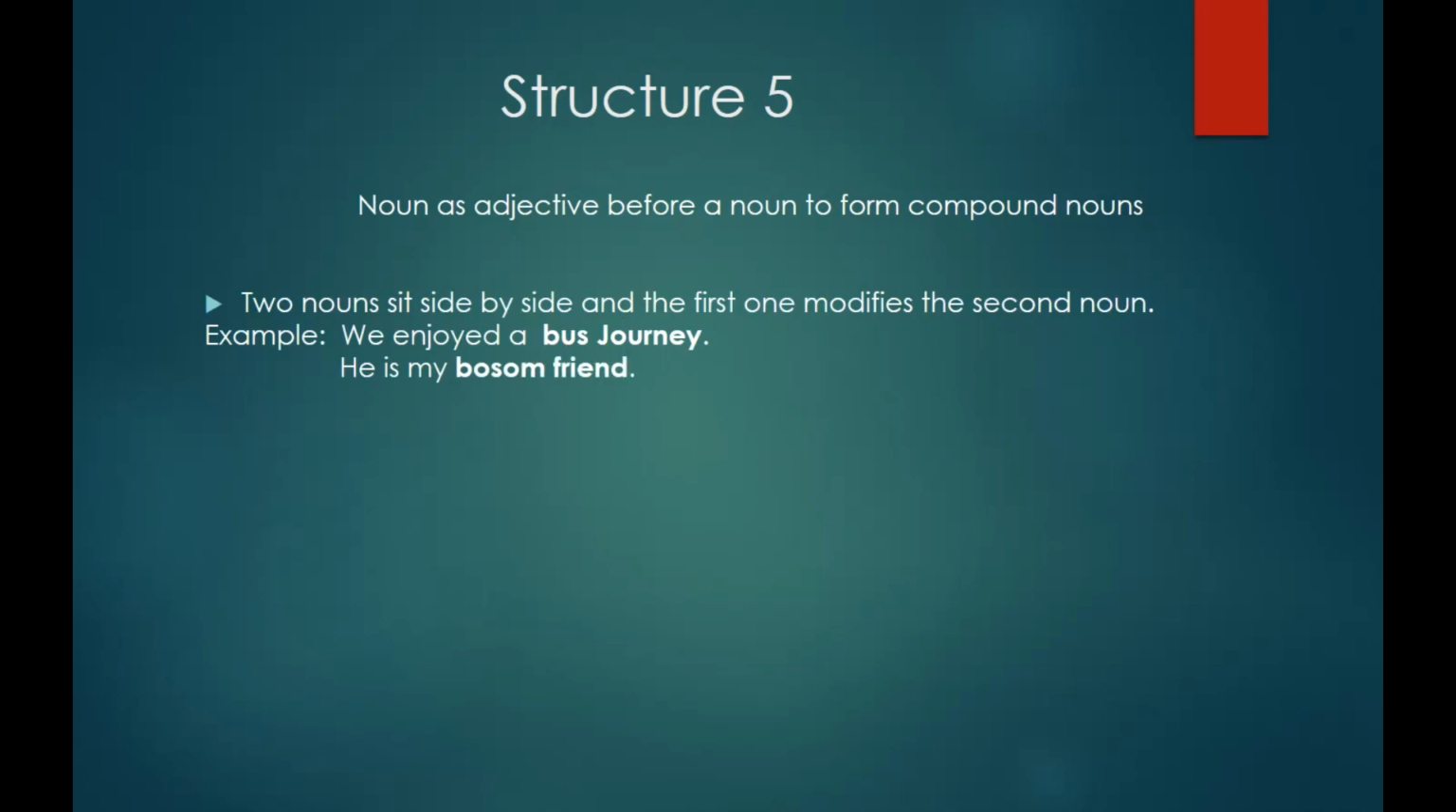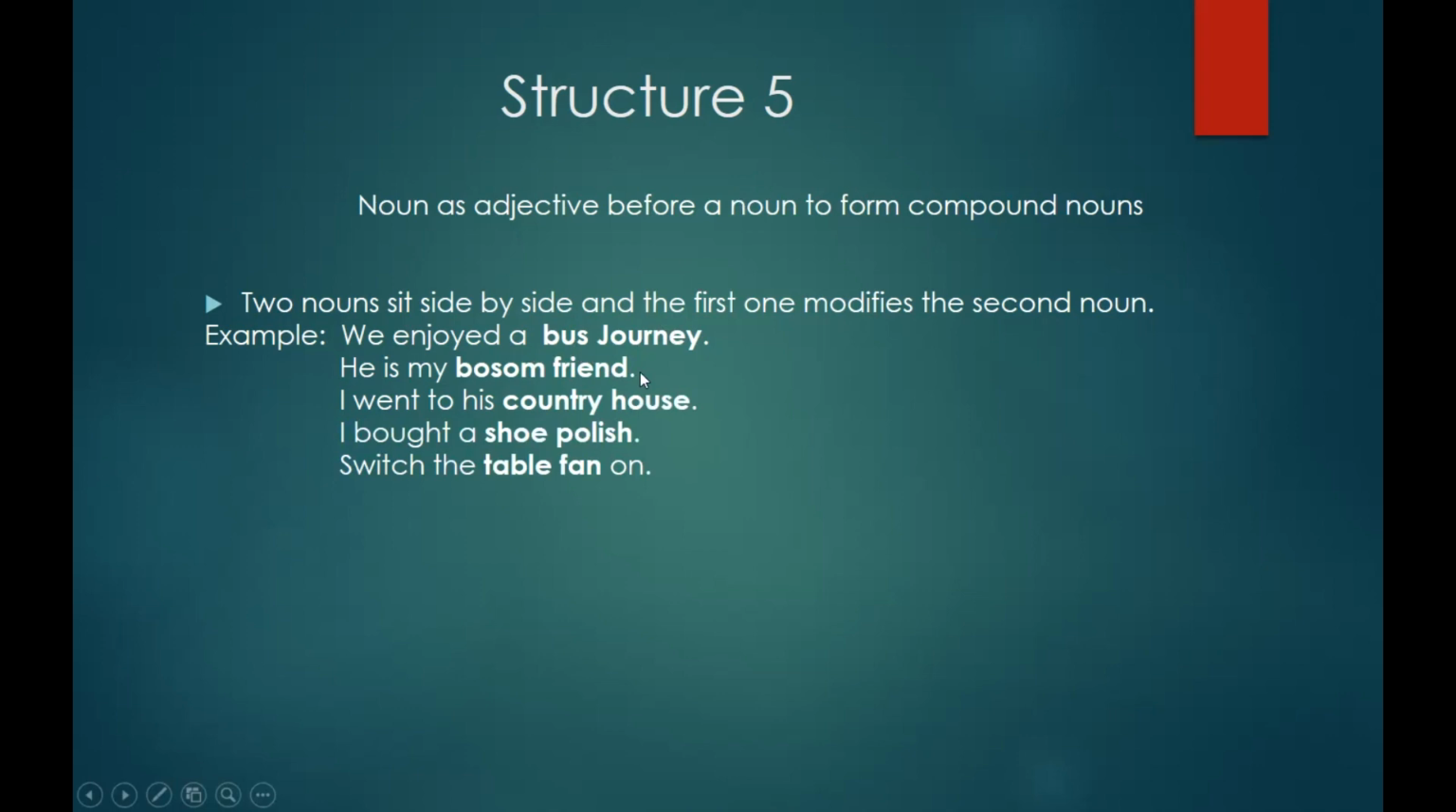He is my bosom friend. I went to his country house. So country and house, both of them are nouns, but country here is used as an adjective to modify the second noun, house. I bought a shoe polish. Switch the table fan on. So fan is not any fan, but it is a table fan. And here both the nouns together form a compound noun. So the structure is noun as adjective plus another noun. The second noun is the head word here.